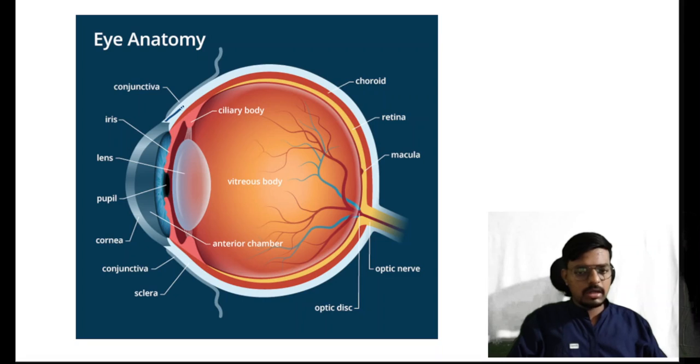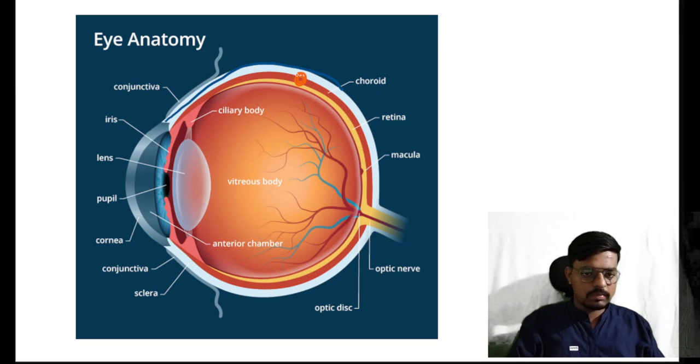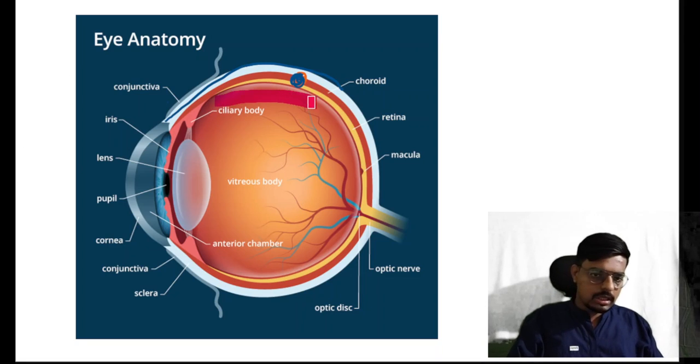This is the outer layer of the eye, the sclera. After the sclera, we have our beautiful choroid layer, the middle layer. Then the inner layer is the beautiful retina. Okay, so I will highlight the retina here. This inner layer is our beautiful retina.